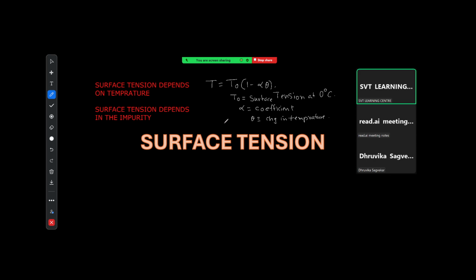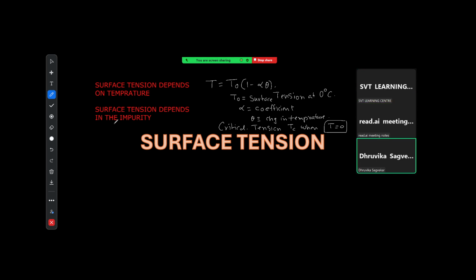Now, what is critical temperature? Critical temperature is a temperature where surface tension becomes zero. Critical temperature Tc is when surface tension becomes zero. Okay. Is this clear? Yes, sir.